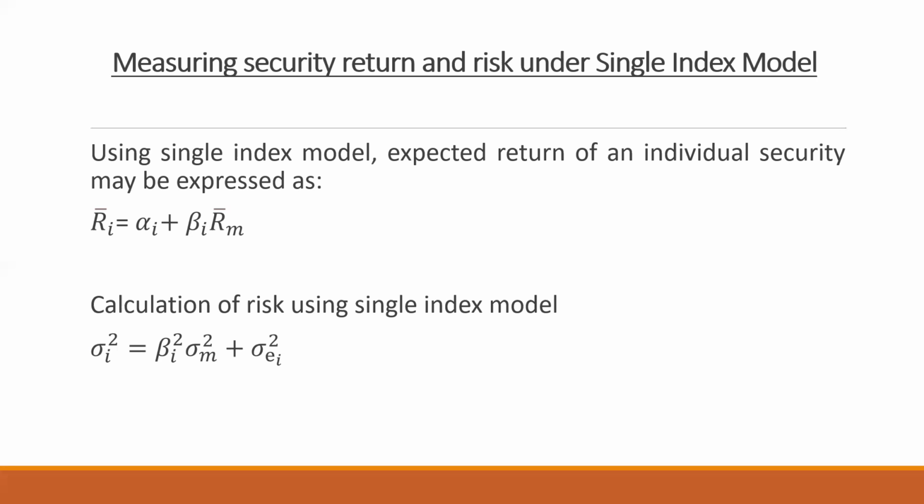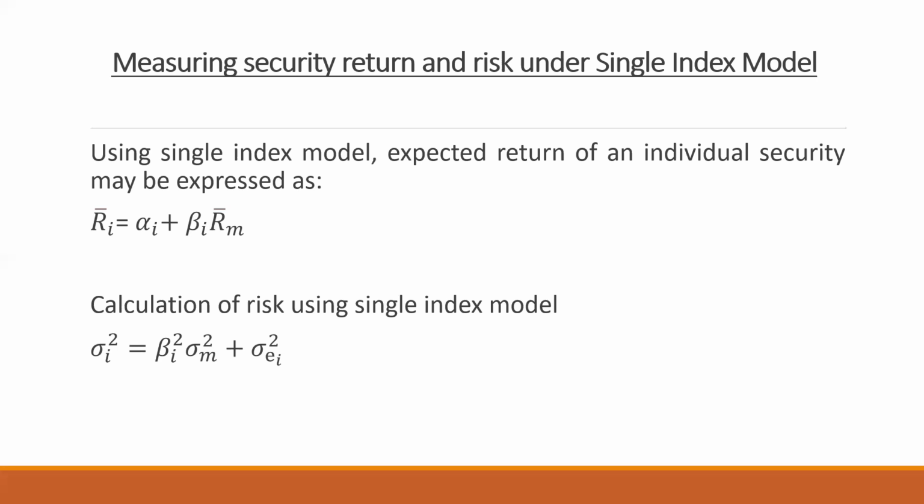And the alpha parameter, I hope it's clear. It indicates what the return of the security would be when the market return is zero. When the market return is completely zero, what will be the return for your particular security? That is the alpha value. The alpha value can be a positive figure or a negative figure.